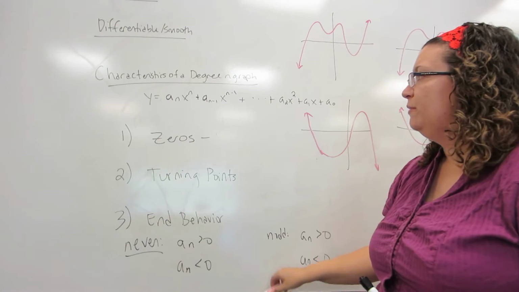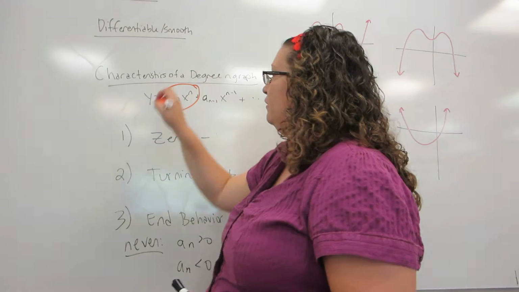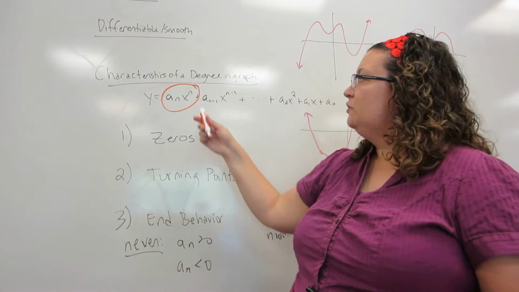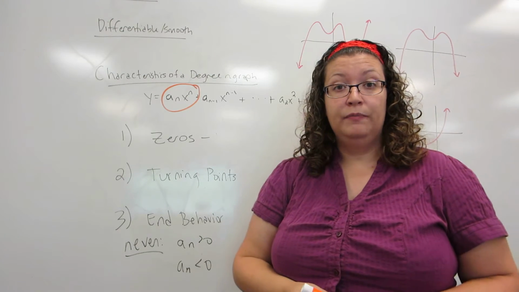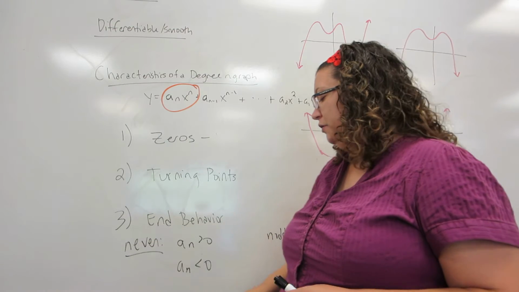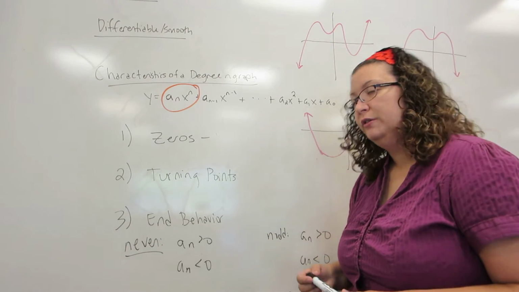What we actually care about for this discussion, though, is just the very first term. So this is the term that has the highest power of x. The highest power of x is the degree. And the number in front of that power of x is called the leading coefficient.